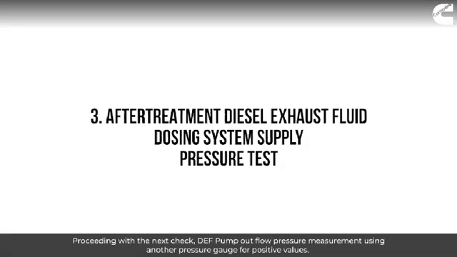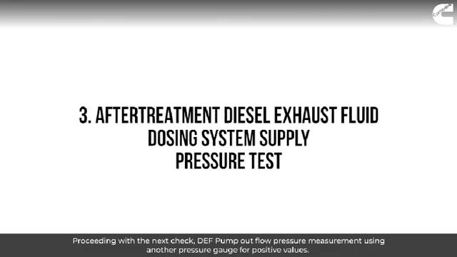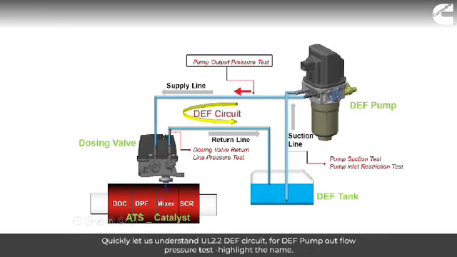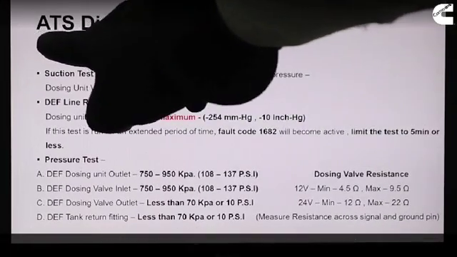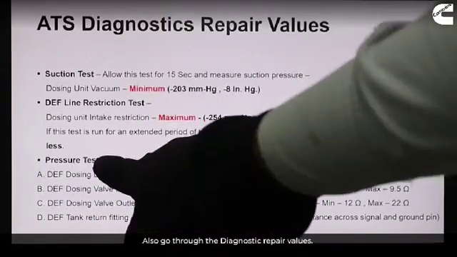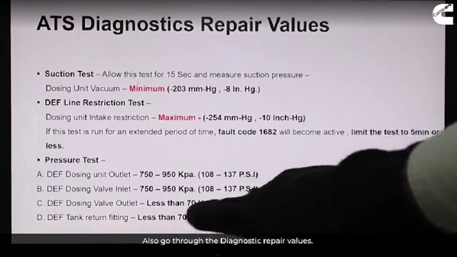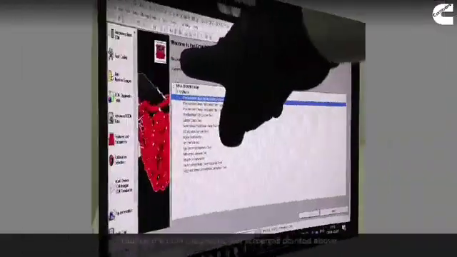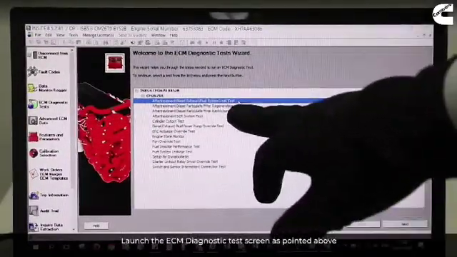Proceeding with the next check, DEF pump outflow pressure measurement, using another pressure gauge for positive values. Quickly, let us understand the UL 2.2 DEF circuit, for the DEF pump outflow pressure test. Also go through the diagnostic repair values. Launch the ECM diagnostic test screen, as pointed above.